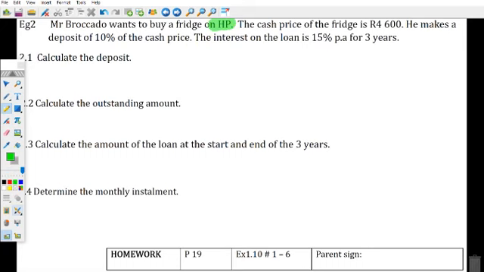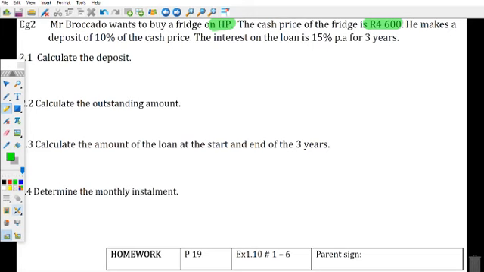The cash price of the fridge is 4,600 Rand. Now, what does cash price mean? Who understands what a cash price means? Exactly, paid up front. If you go to Macro with the massive fridge and they ask, is it going to be cash or card? You whip out your card and tap away, or swipe it or insert it, whatever you want to do. So the cash price is the amount without a loan, without interest.